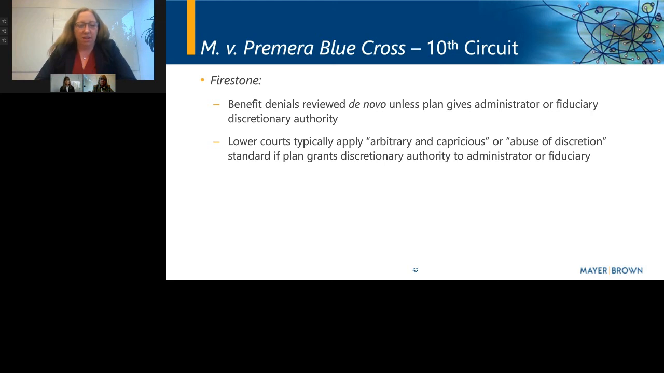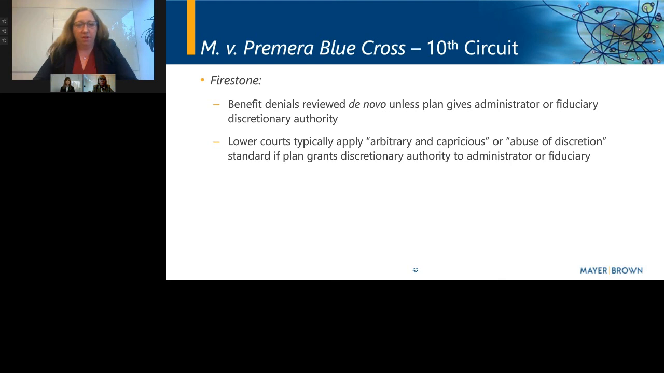Their appeal ultimately worked its way through the plan and up to the courts. The district court determined that the appropriate standard to review Primera's decision on the claim was whether it was arbitrary and capricious. And they also determined that Primera had not acted arbitrarily or capriciously in determining that the claim was medically unnecessary.